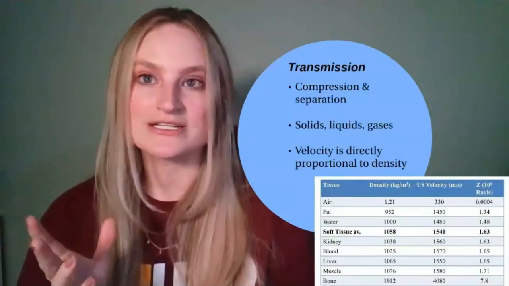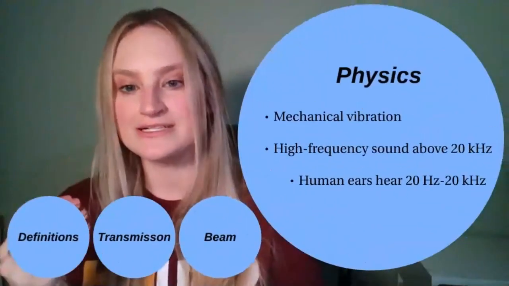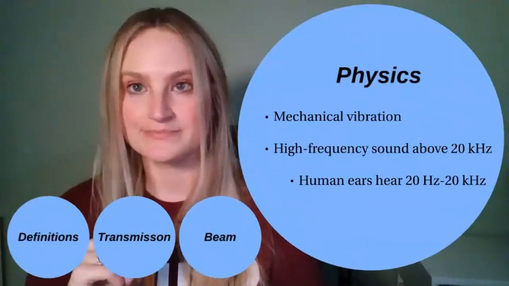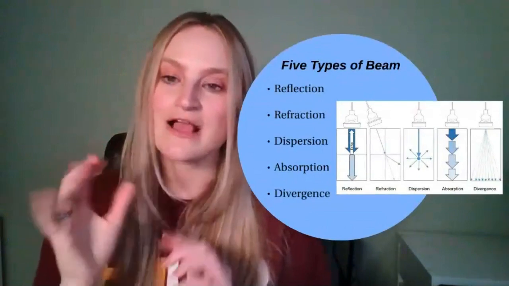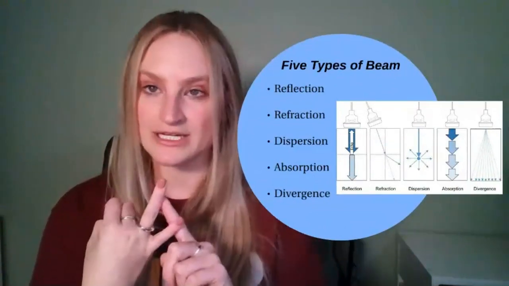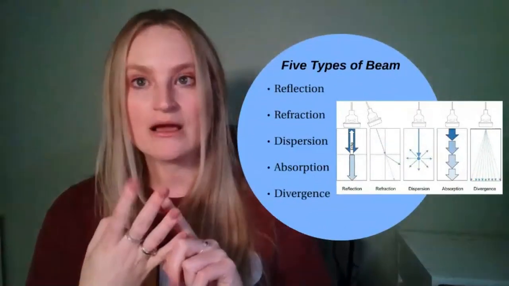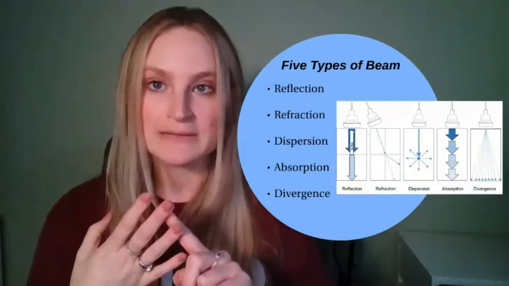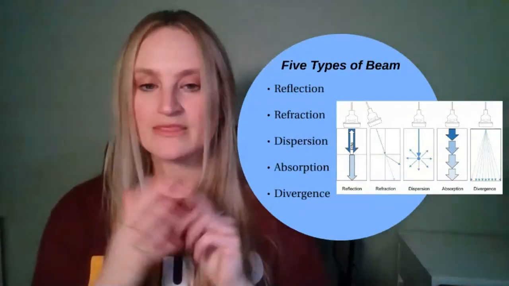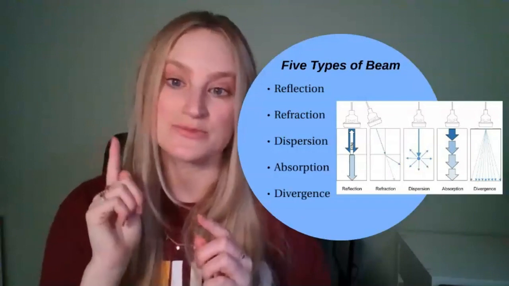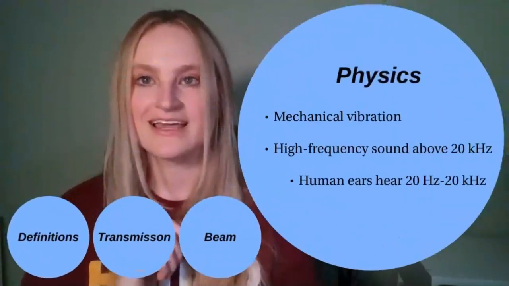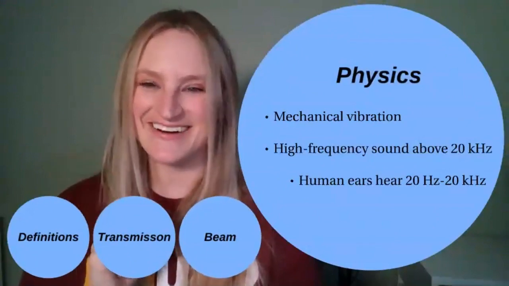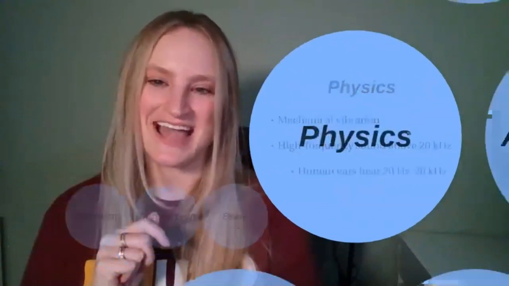It is also important to understand that there are different properties of the ultrasonic beam. As you can see from this helpful graphic, we have 5 main types: reflection, refraction, dispersion, absorption or attenuation, and divergence. Therapeutic ultrasound utilizes absorption most often. Now that you're an expert in ultrasound physics, let's move on to the applications of ultrasound therapy.